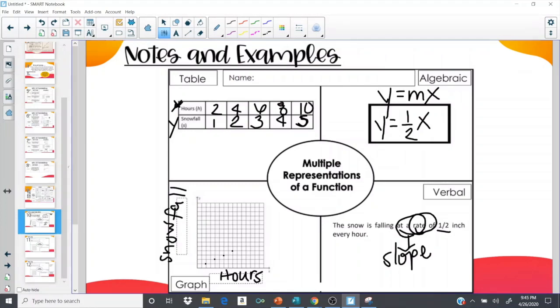And lastly, to plot 10, 5, you are going to start back at the origin and move 10 to the right, and up 5. From there, grab your straight edge or your ruler, connect the dots, and graph your line.